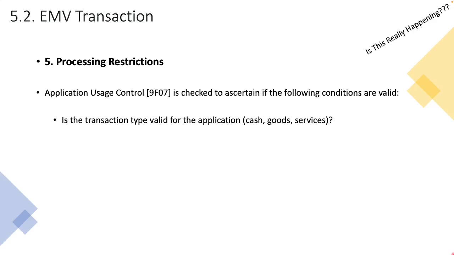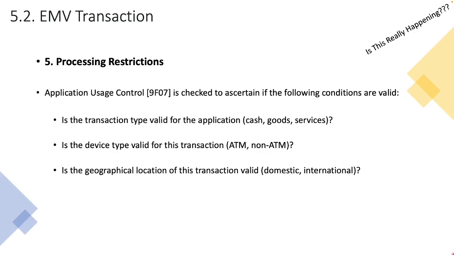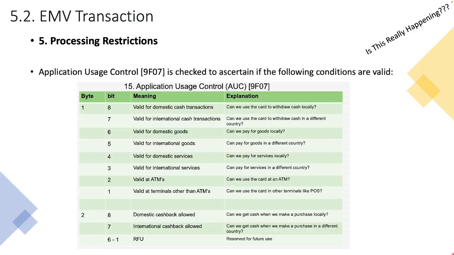And so things that we would check as part of this check: is the transaction type valid for the application? So we know, is it a cash transaction? Are we purchasing goods? Are we paying for services? Is the device type valid? So is this an ATM? Is it a non-ATM type terminal? The geographical location, is this a domestic transaction or is it an international transaction?